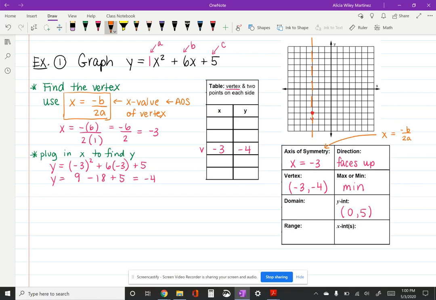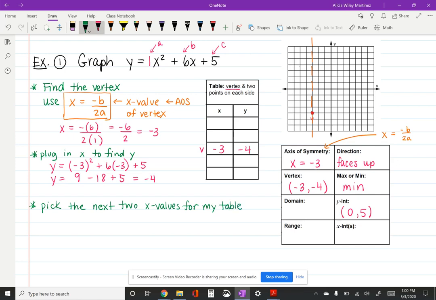Okay, so now that we have the vertex, we're going to continue on and try to find some more points. You cannot just find the vertex, know it faces up, and then draw yourself a parabola. We want to be a little bit more exact with our graph, so we're going to find a couple more points. So the next thing that we are going to do is pick the next two x values for my table.